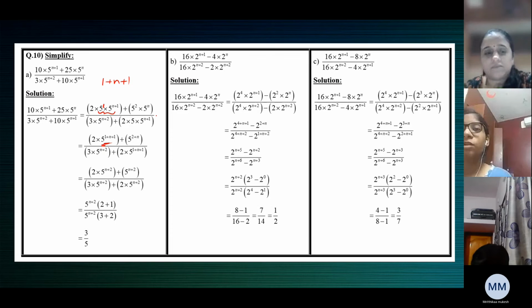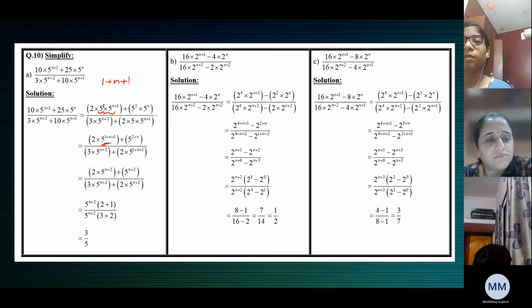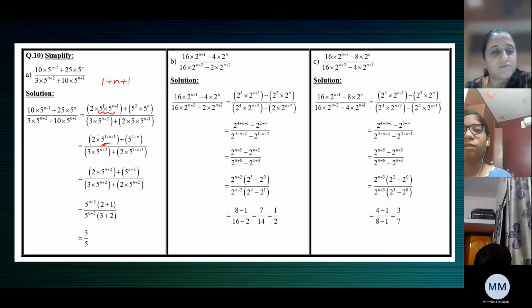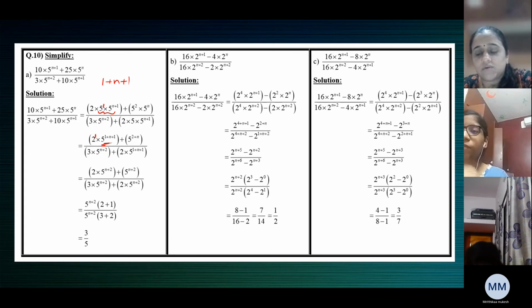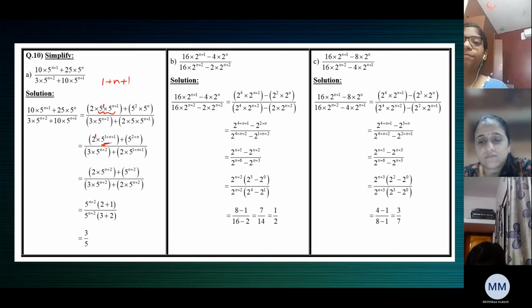Ma'am, for 2 also it should be 2 to the power 1, no, ma'am? Yeah, 2 is also 2 to the power 1. Ma'am, so it should be 1 plus 1 plus n plus 1, no, ma'am? No, bases are not the same. There the base is 2. Yes, ma'am. There the base is 2. You cannot.